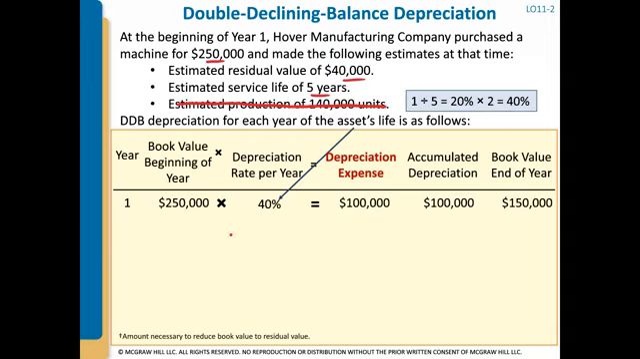You take your book value at the beginning of the year, the full $250,000. Notice this does not subtract out the salvage value or the residual value of $40,000 like it did in the straight line method, okay? That's super important. Your depreciation rate per year is going to be 40%. And here's how we do it. The service life is 5 years, so we take 1 over 5, which equals 20%, and we double it. That's how we get the 40%.